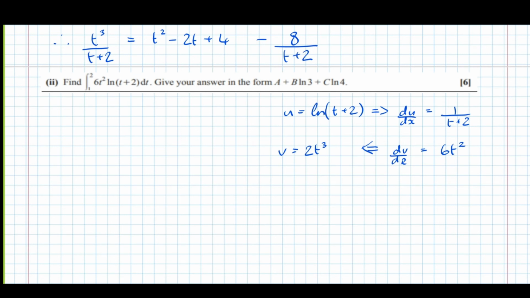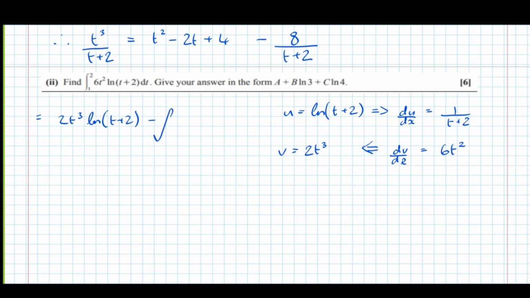So now it becomes uv, log of t plus 2 times 2t cubed. So I'll write that in a nice order. Don't know why that's the case, if it's just habit, but it does look a lot nicer if I write it like that rather than log of t plus 2, 2t cubed.